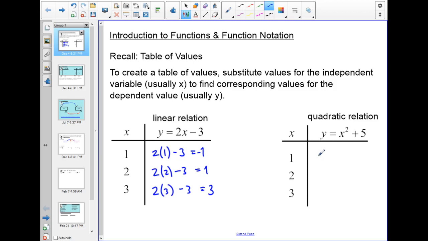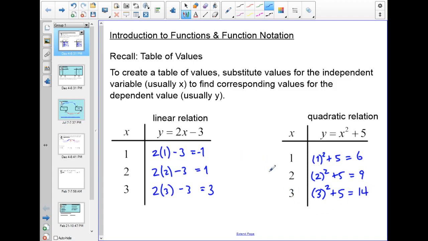So in this case, we would get 1 squared plus 5, because wherever I see that x, I'm going to replace it with 1. 1 squared is 1, plus 5 gives me 6. I'm going to have 2 squared plus 5. 2 squared is equal to 4, plus 5 gives me 9. And the last one, when I have an x value of 3, I get 3 squared plus 5, and I end up with 9 plus 5 gives me 14. So when I have an input of 1, I have an output of 6. An input of 2 gives me an output of 9. An input of 3 gives me an output of 14.